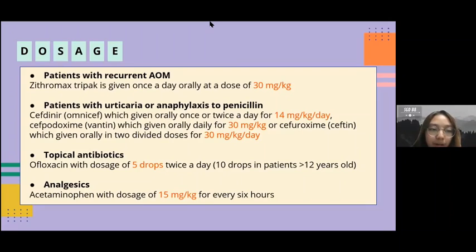Apart from systemic antibiotics, there are antibiotics in the form of topical agents, like ofloxacin with a dosage of 5 drops, or for patients older than 12 years old, 10 drops twice a day. And also there are analgesics like acetaminophen with a dosage of 15 mg per kilogram every 6 hours.